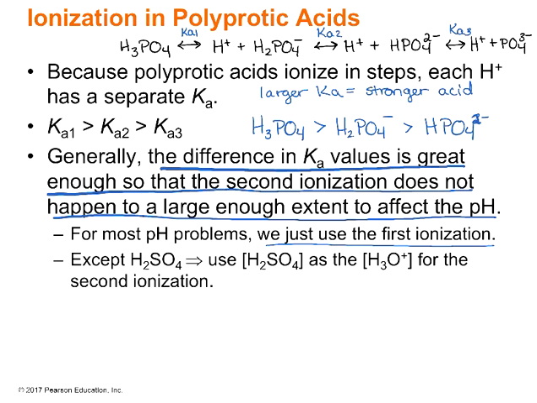Now, there is one exception to that general rule, and that is sulfuric acid. So sulfuric acid is a really strong acid. So we can actually use the concentration of sulfuric acid as the concentration of hydronium ions for the second step, when it loses another hydrogen. That might not make sense right now, but we'll go over it in a second.